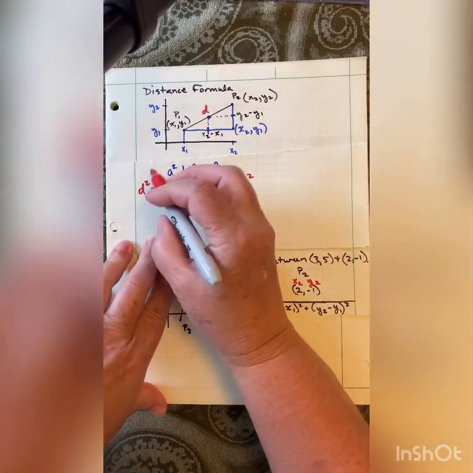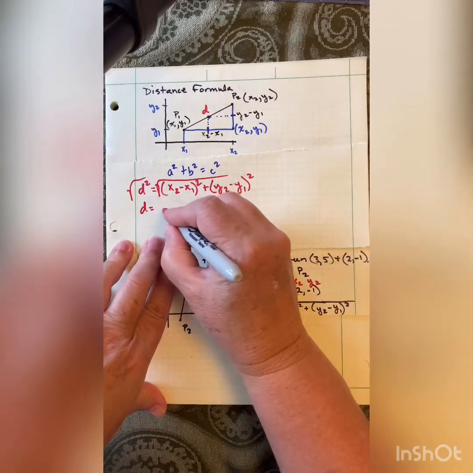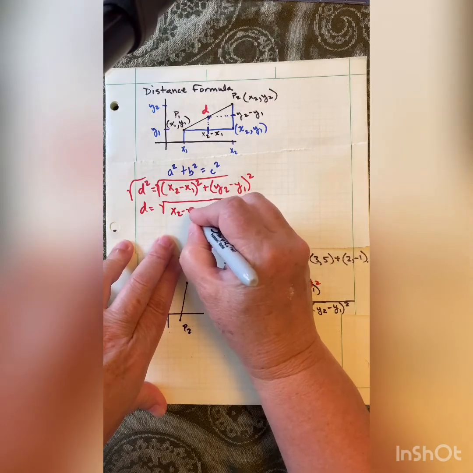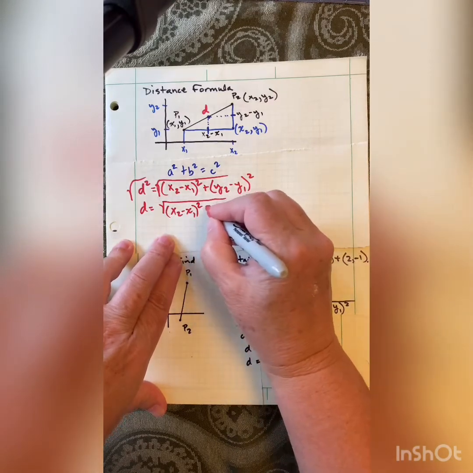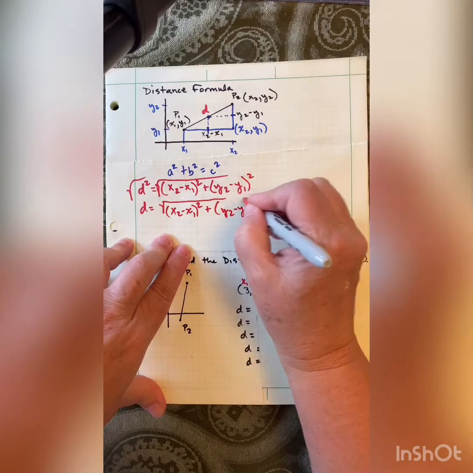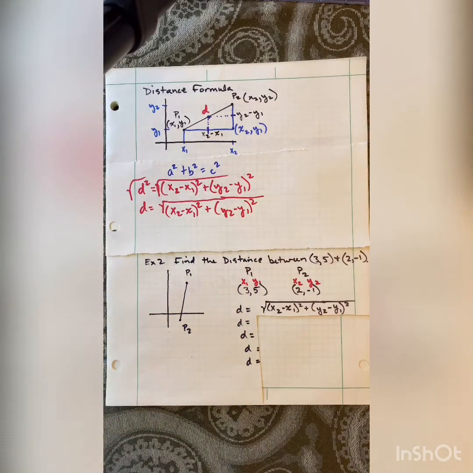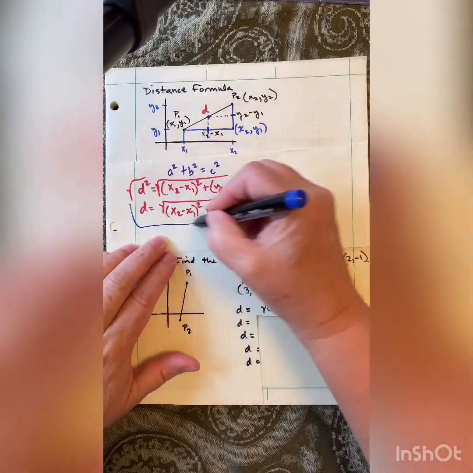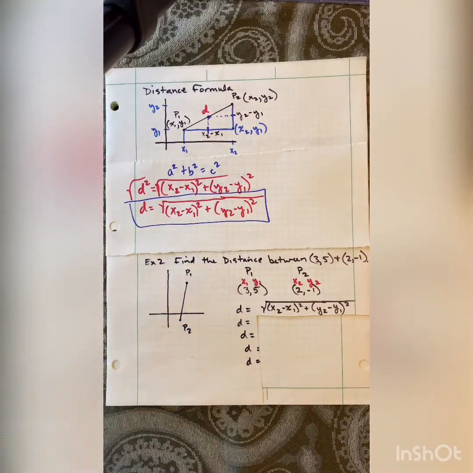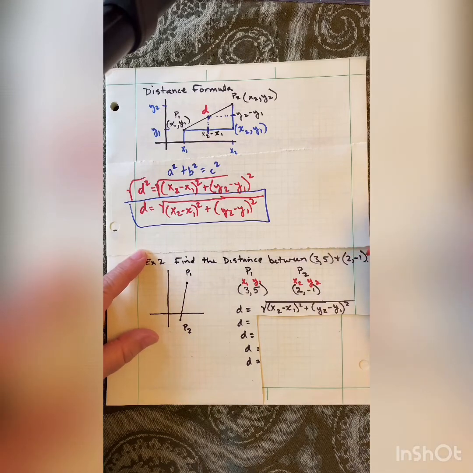So I'm going to take the square root of both sides here, and I'll get d equals the square root of x2 minus x1 squared plus y2 minus y1 squared. And that is our distance formula right there. Okay, so that's an important formula. You guys should know it. Right there. All right, so our problem is find the distance between (3, 5) and (2, -1).